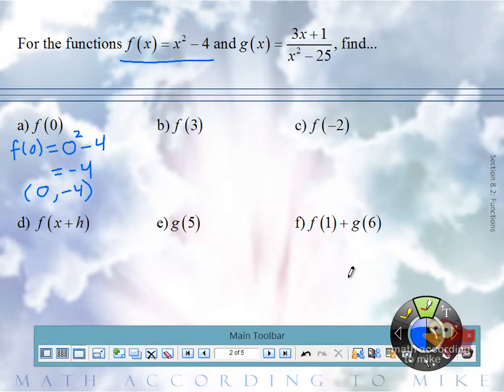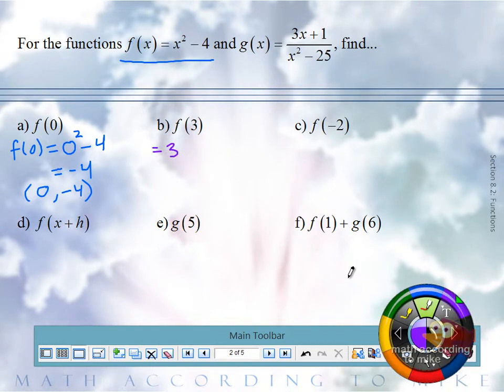So f of 3, just like the previous one, we are going to put in 3 for x. What do we get? 5. So 9 minus 4, correct, is 5. So that's the ordered pair 3 comma 5. And how about f of negative 2?